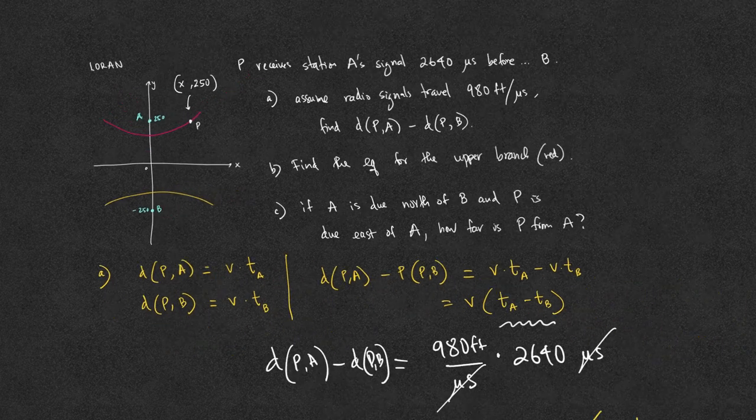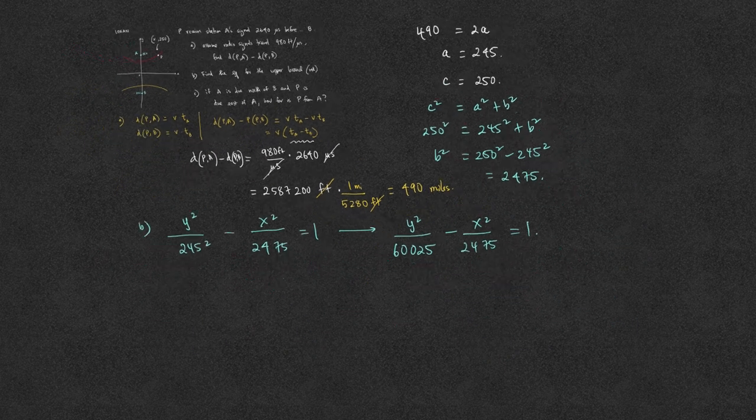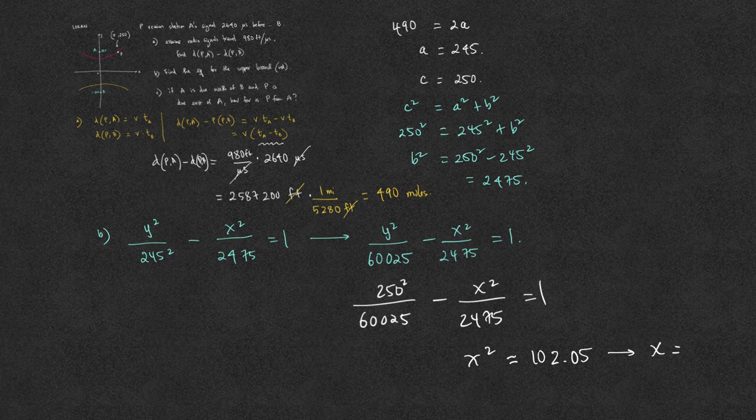Knowing that the y-coordinate of the point P is 250, and this point is on the hyperbola, it has to satisfy the equation: 250 squared over 60,025 minus x squared over 2475 equals 1. If we isolate this, we get x squared approximately 102.05, where x will be approximately 10.1. And so point P, or ship P, is approximately 10.1 miles from station A.